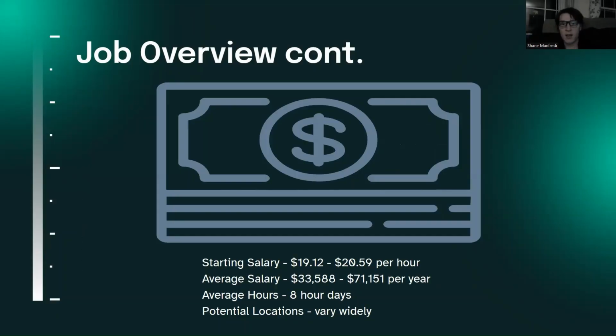So we have the starting salary, which from one source I found is $19.12 to $20.59 an hour, which is not too bad for an environmental job starting out. With the average salary varying very widely from $33,588 per year to $71,151 per year. And the reason for this variation is not only due to salary difference, but also because a lot of these natural resource technician positions are seasonal, just because a lot of natural resources, like I mentioned with the forest, vary widely depending on the time of the year that they're being surveyed. So they're not always required.